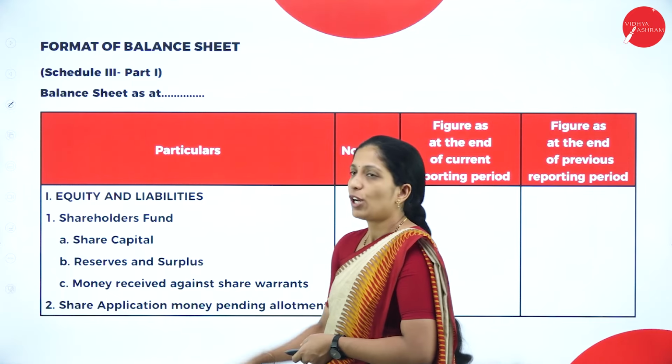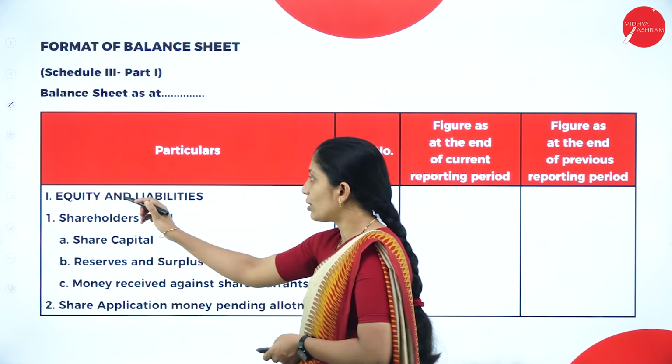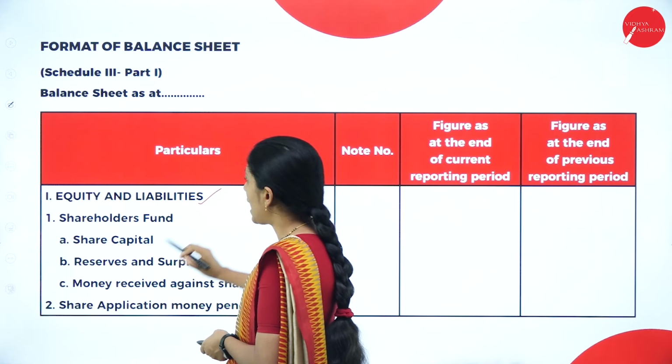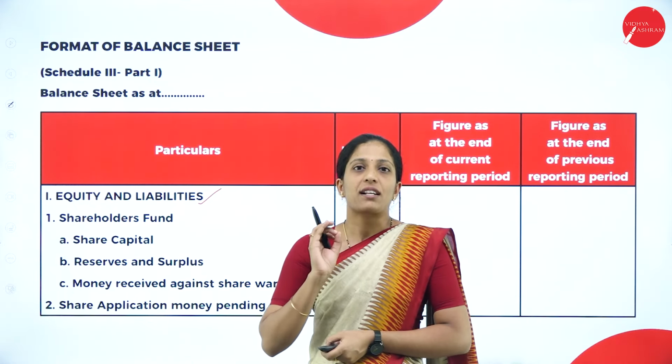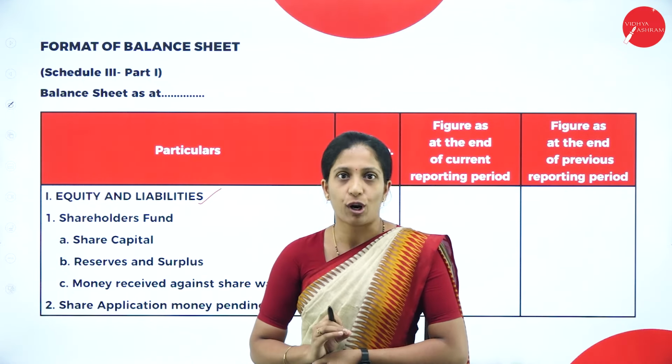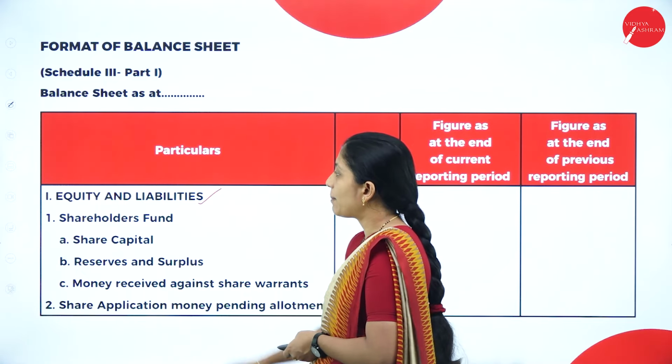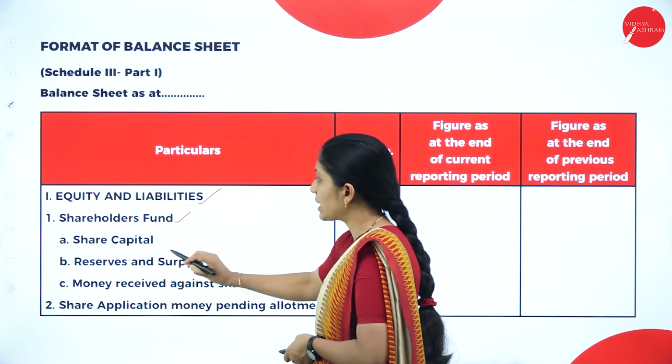So your balance sheet will always start with the liabilities. So Roman number 1, equity and liabilities. You have to learn the format. If you learn the format, it is very easy to solve the problem. Okay, so equity and liabilities, under that first one, shareholders fund.